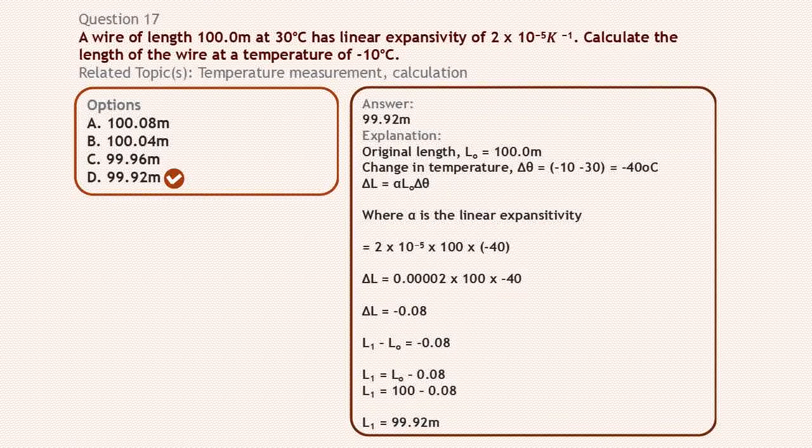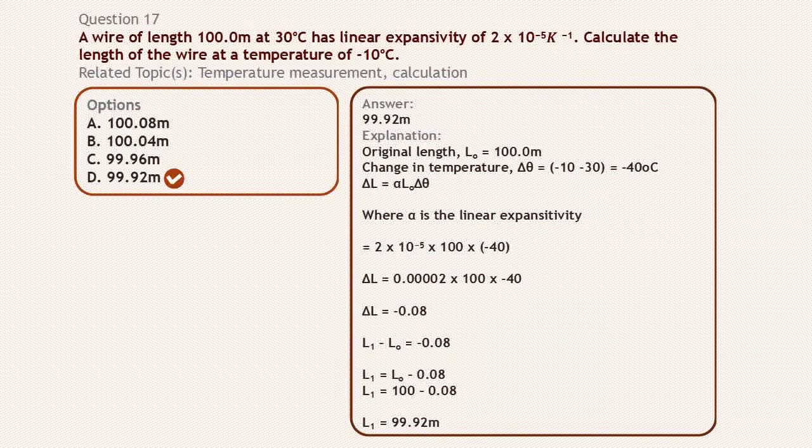Change in length is equal to alpha, which is the linear expansivity of the material, times the original length times the change in temperature. The linear expansivity is given as 2 times 10 raised to the power minus 5 per Kelvin. So we multiply this by the original length, which is 100 meter, then times the change in temperature, which is minus 40 degrees Celsius. Now, 10 raised to the power minus 5 means 1 over 10 raised to the power 5, because this is a negative power here. So if I now have 2 times 1 over 10 raised to the power 5, that will become 2 over 10 raised to the power 5.